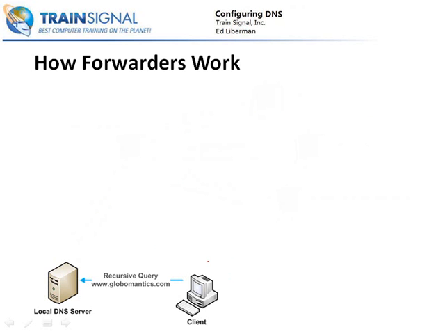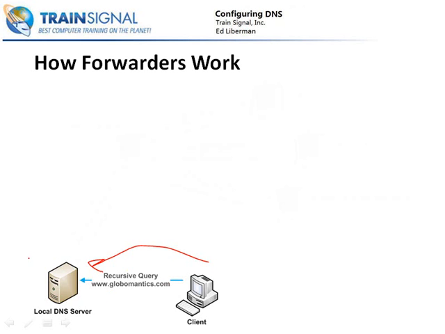Client makes a request or a recursive query of its local DNS server. Now, the local DNS server doesn't know the answer to www.globalmantics.com, but it has been configured with the IP address of another DNS server. Unlike all those iterative queries we saw a moment ago on the internet, where we just send back and say, no, go ask this other guy. If this was an iterative query, then the local DNS server would respond back with, go ask that other guy. But it's a recursive query.